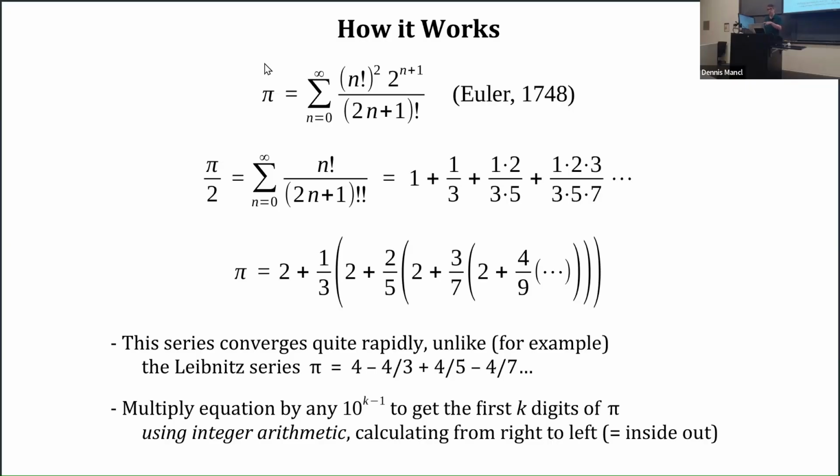You get rid of the square on the n factorial on the top. You get rid of the powers of 2 in the numerator. You change the factorial into a double factorial. And you change the pi into pi over 2. And then the real nice step is you just write that out explicitly instead of as a summation. And you see it's got a nice, fairly simple form.